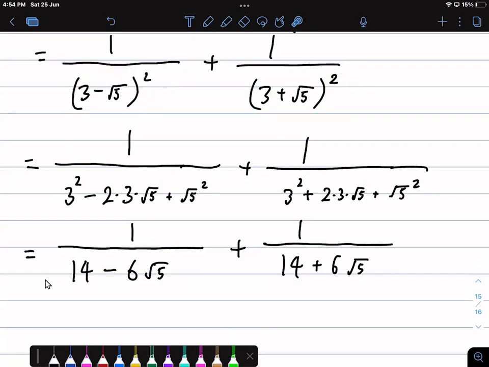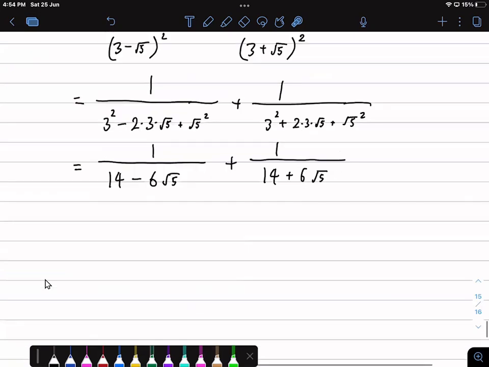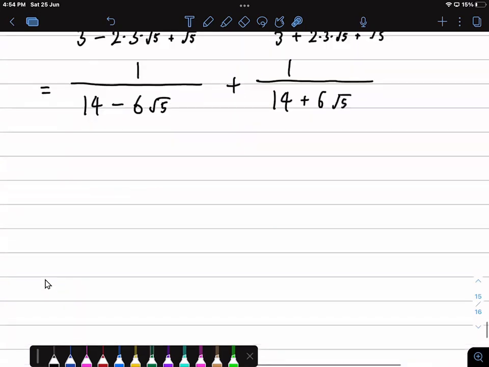If you watch the video on how to prove things, you can do proof by contradiction or something. But no need, it's not important. Just a side note only. Okay, then now you want to add them together. What do you do?